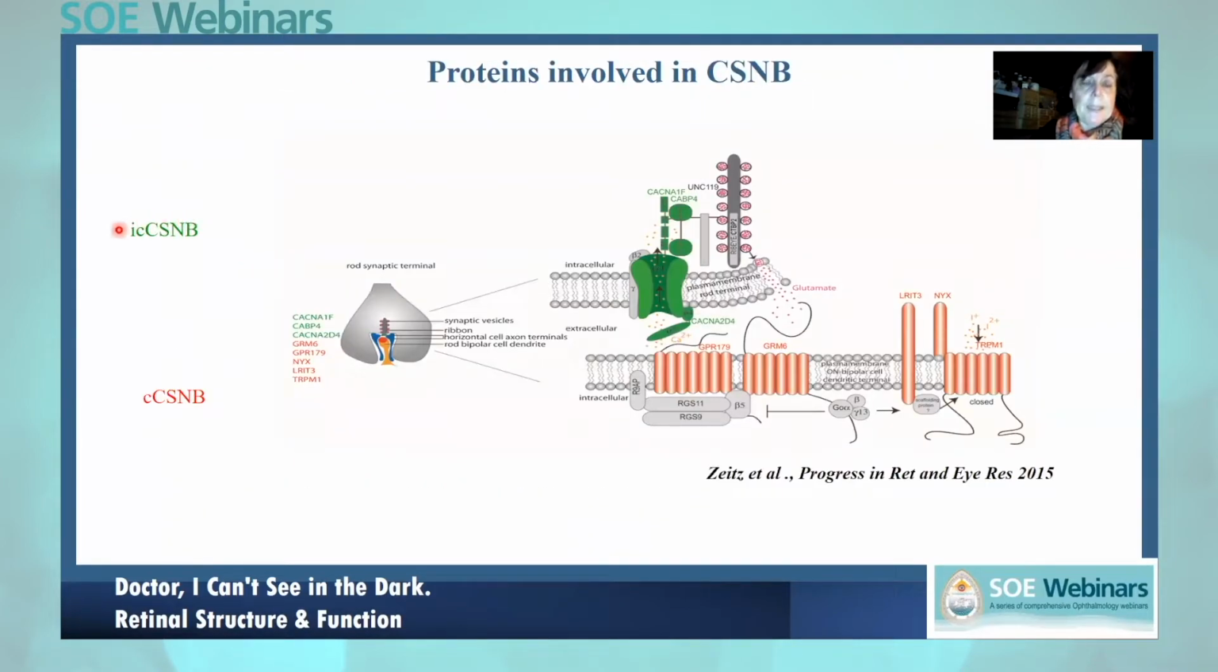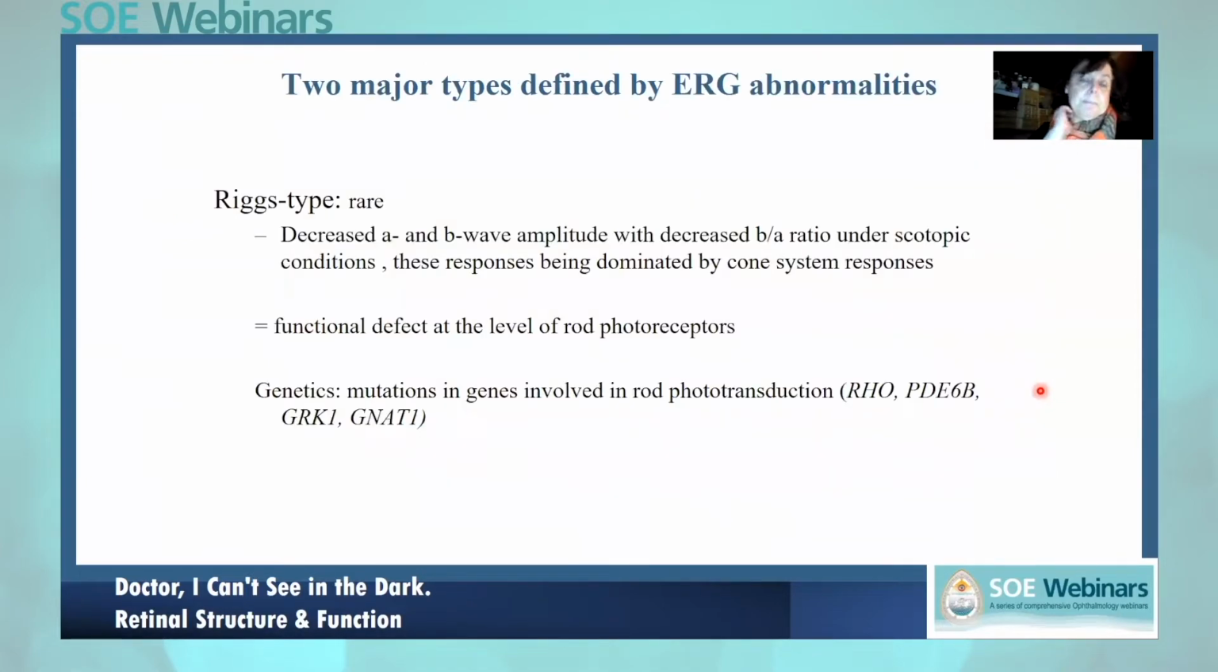Interestingly, the proteins involved in incomplete CSNB usually localize at the photoreceptor synapse, therefore impacting both the ON and OFF pathways, whereas the complete form of CSNB is associated with mutations in proteins that localize to the dendritic tips of ON bipolar cells, both rod and cone ON bipolar cells.